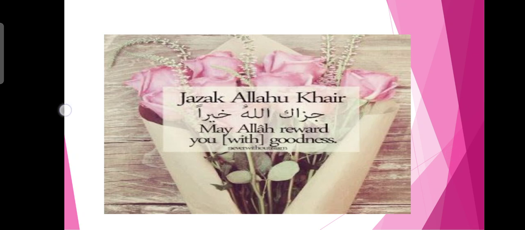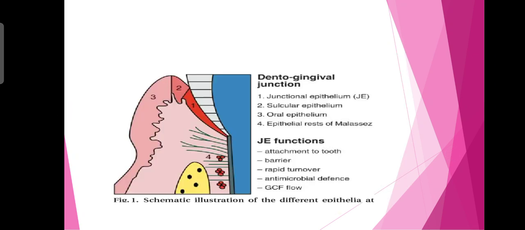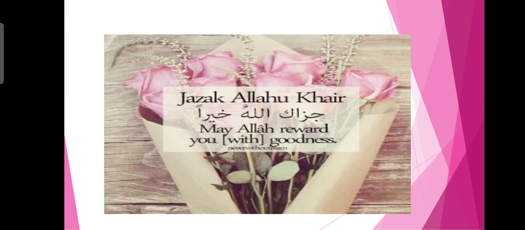That's a picture which shows the dentogingival junction. This is the tooth line, and this is the gingiva. Number 1 is junctional epithelium. Number 2 is sulcular epithelium. Number 3 is oral epithelium. This all is gingiva. Now, the junctional epithelium functions are attachment to tooth, barrier, rapid turnover, antimicrobial defense, and gingival crevicular fluid flow.